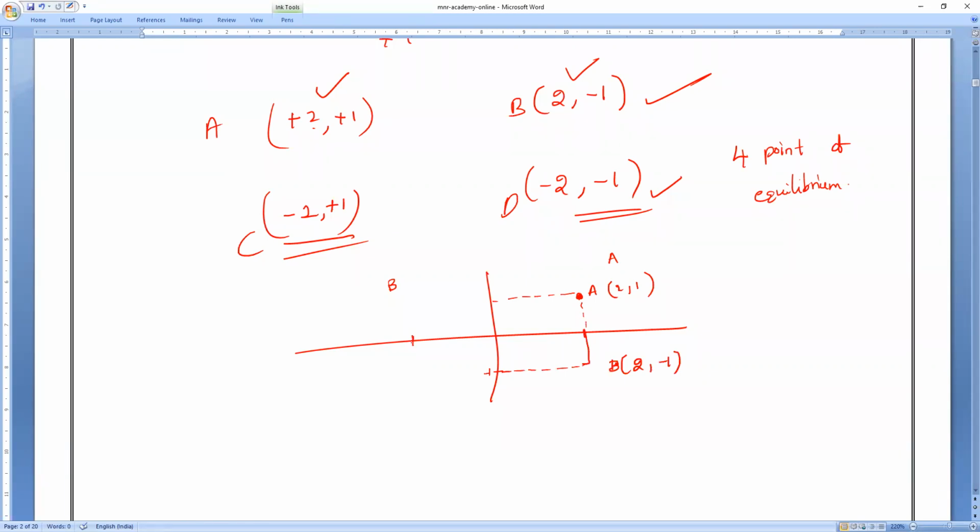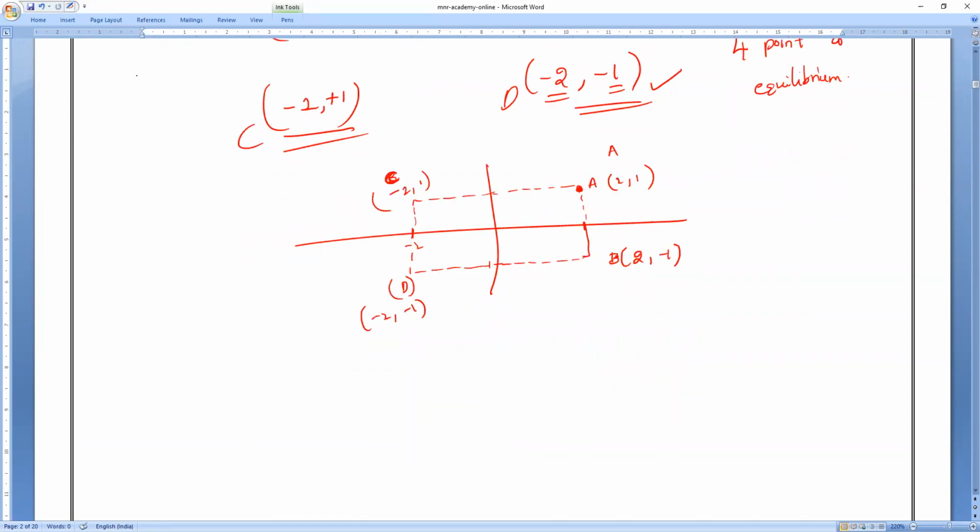Same way next, -2, +1. So -2 means this is -2, +1. So the C point will come here. This is C point, -2, 1. Last one, -2, -1. So the D point will come here. This is -2, -1. So these are the 4 equilibrium points. Am I right or wrong, guys? All of you? Yes, please.